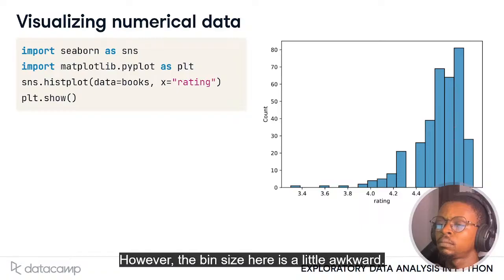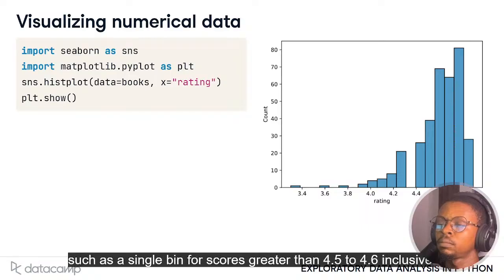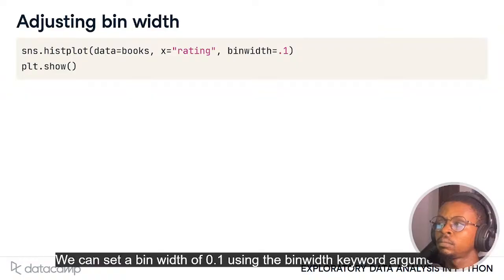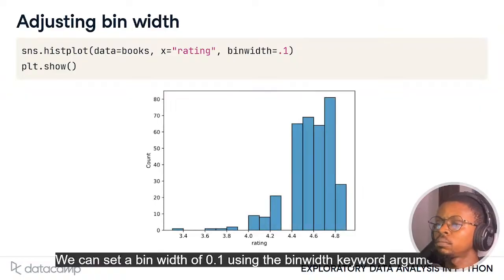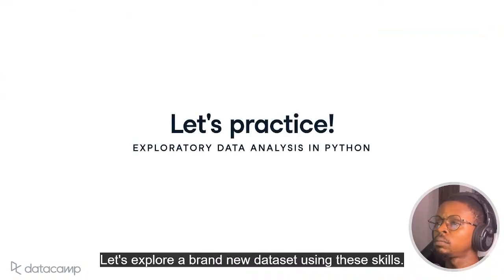However, the bin size here is a little awkward. Ideally, we would have a bin for each tenth of a rating, such as a single bin for scores greater than 4.5 to 4.6 inclusive. We can set a bin width of 0.1 using the binwidth keyword argument. That's better. Let's explore a brand new dataset using these skills.